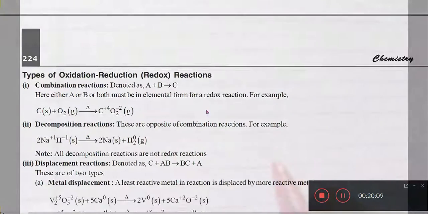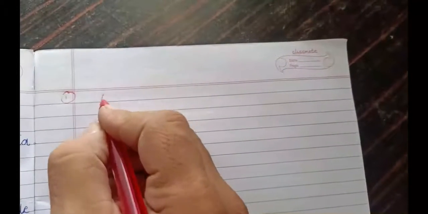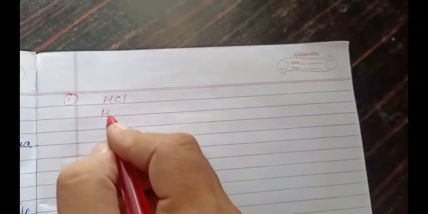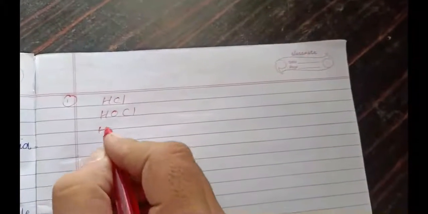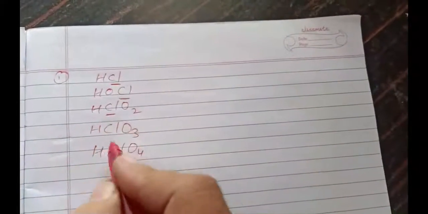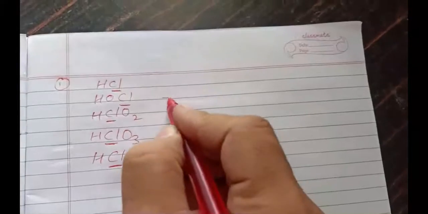Now I will explain some more examples. Students, I am taking some examples in order to explain how to calculate oxidation number. For example, number 1, HCl, HOCl, HClO2, HClO3, HClO4. If I ask you to find the oxidation number of the underlined atom, how can you find it?